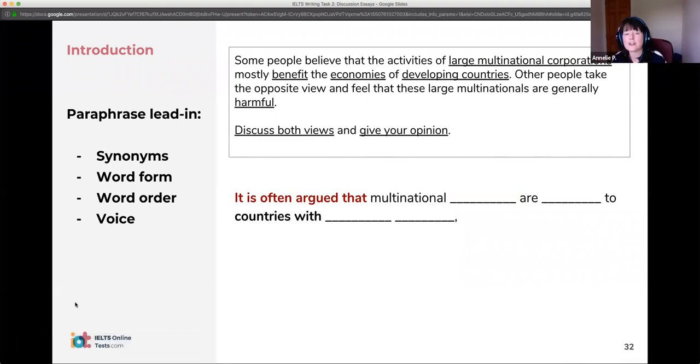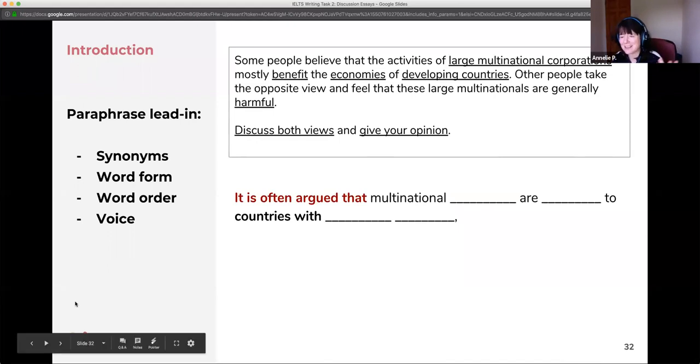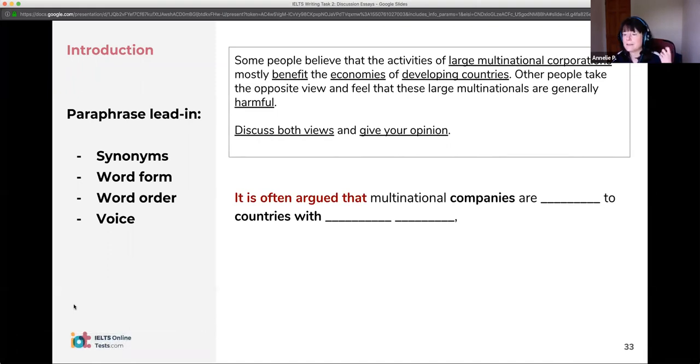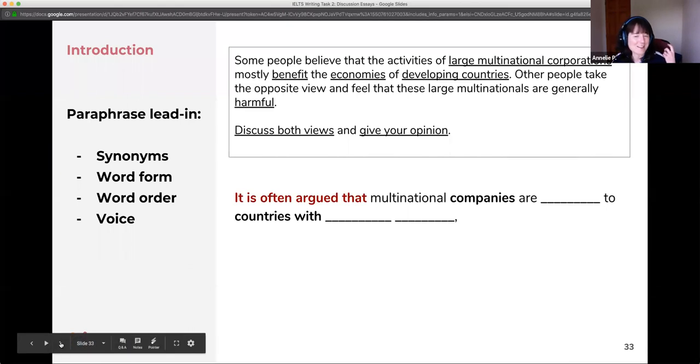It is often argued that multinational, okay, in the statement we have corporations. Okay, so yeah, at our mark, we can have companies, we can have firms, some people put. Okay, we've gone for companies. Okay, in the statement, we have a verb, we have benefit. Okay, very good, guys, very good, totally on top of this.